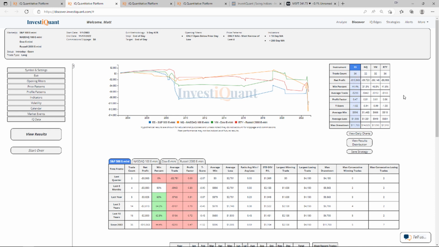If we look at the average win versus average loss, you'll see that the average loss, which is going to be the moves to the downside, they are larger than the average win. For the NASDAQ, it is the average win that is larger. For the Dow, it is the average loss. For the Russell, it is the average loss. So 3 out of the 4 have larger average moves to the downside, and then all 4 of them are at least mildly skewed towards the downside on their win rates as well.